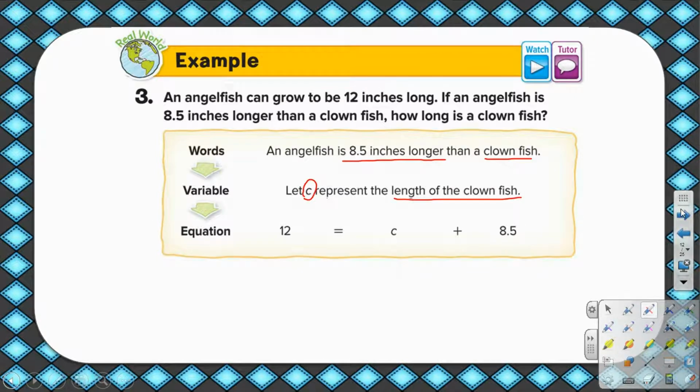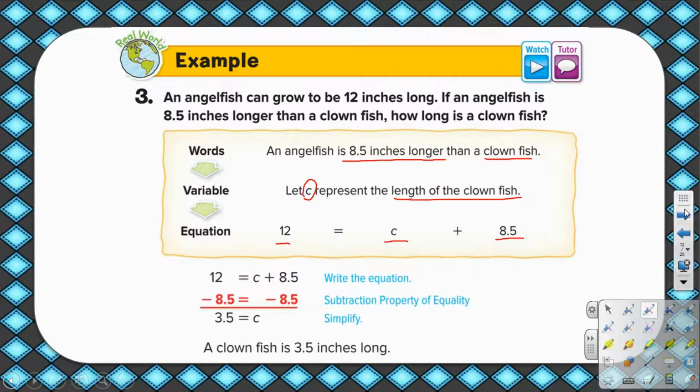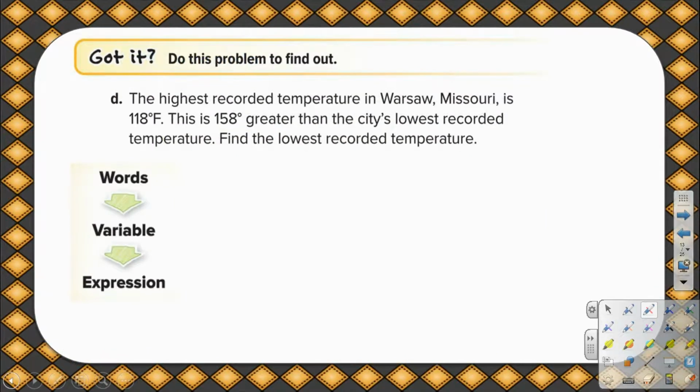Now we're going to write our equation so that if the angelfish is 12, the clownfish, which we don't know how long it is, plus 8.5 is going to equal our 12, which is our angelfish. To solve that, we're going to subtract 8.5 from both sides, and that gives us 3.5 equals C, so a clownfish is 3.5 inches long. All right, now it's your turn.